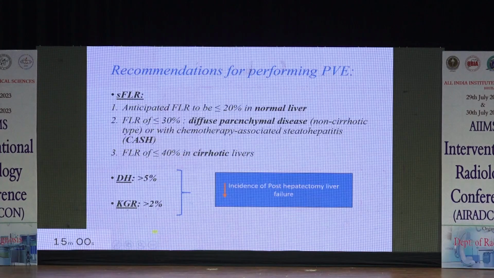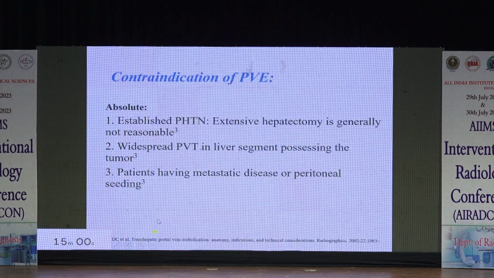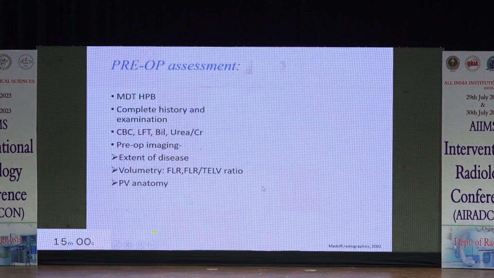So if sFLR is less than 20%, or FLR is less than 30% in diffuse parenchymal disease, that is non-cirrhotic patients with chemotherapy associated steatohepatitis, and FLR of less than 40% in cirrhotic livers, we should undergo a portal vein embolization. And if the degree of hypertrophy is more than 5% and kinetic growth rate is more than 2%, the incidence of post hepatectomy liver failure will be less. There are certain contraindications, that is established portal hypertension and widespread portal vein thrombosis. Relative contraindications, we leave it.